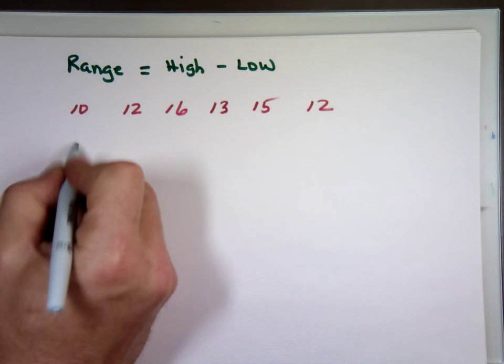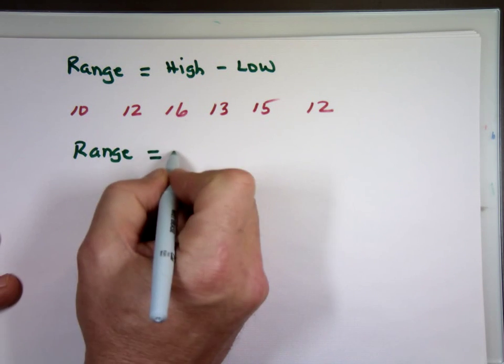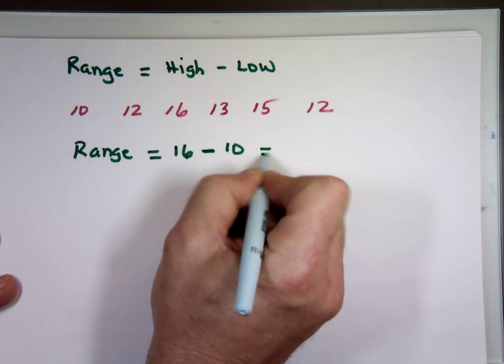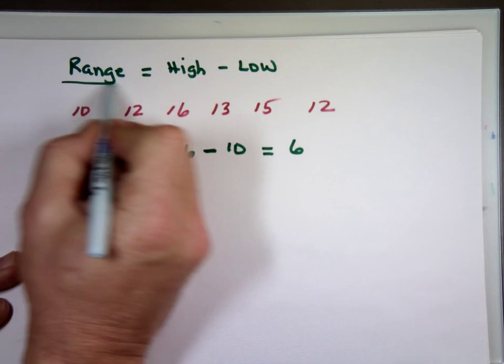The range is the difference between the high value and the low value. My highest number is 16. My lowest number is 10. That's 6. All my values are within 6 inches of each other. That's what that means. So that's the word range.